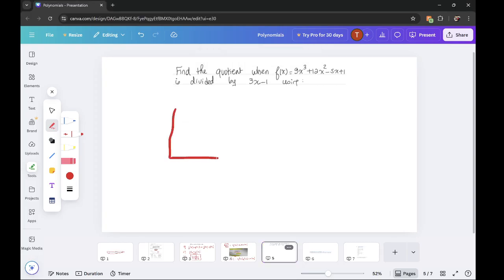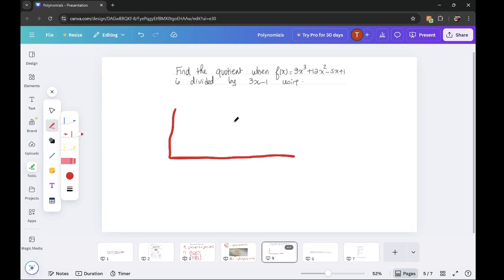So you draw your table first thing. Now, obviously, you have to read the question first, sorry. Find the quotient when f of x is equal to 9x cubed plus 12x squared minus 5x plus 1 is divided by 3x minus 1.